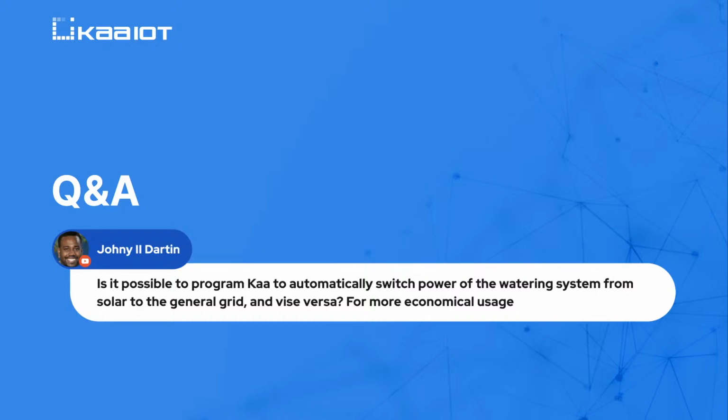Next question is from Johnny. Is it possible to program Kaa to automatically switch power of the watering system from solar to the general grid and vice versa for more economical usage? Yes, you can totally do that. You can program it by yourself or connect with our team to do that.